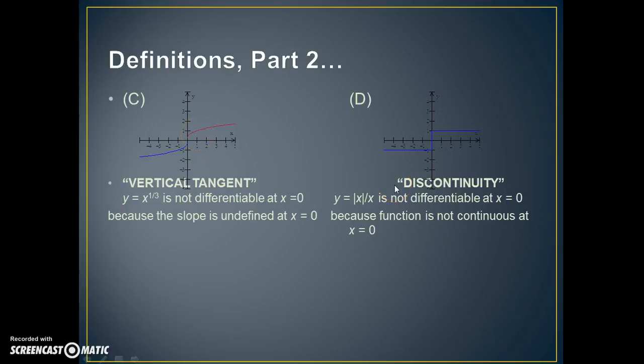Our last situation is a regular point of discontinuity. For example, y is equal to the absolute value of x over x. That function is not differentiable at x is equal to 0 because the function is not continuous at x is equal to 0.